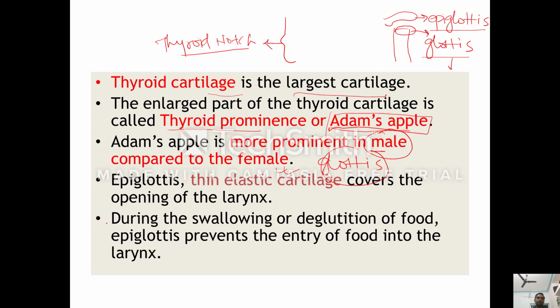What is the function of this epiglottis? Whenever there is deglutition, or swallowing of food, the epiglottis prevents the entry of food into the larynx. So the opening of the larynx is called the glottis, the covering of the glottis is called the epiglottis, and it prevents the entry of food during swallowing.